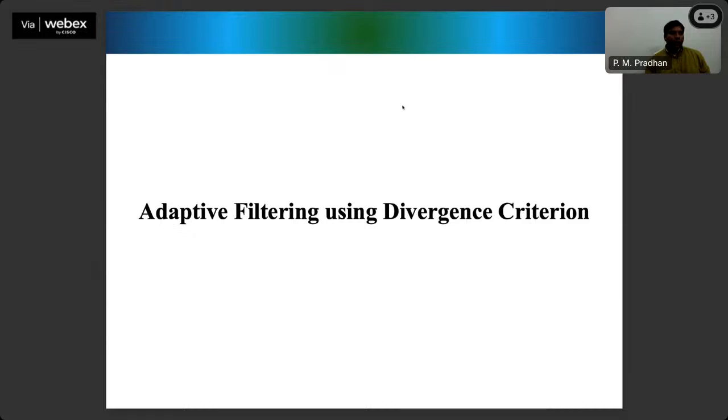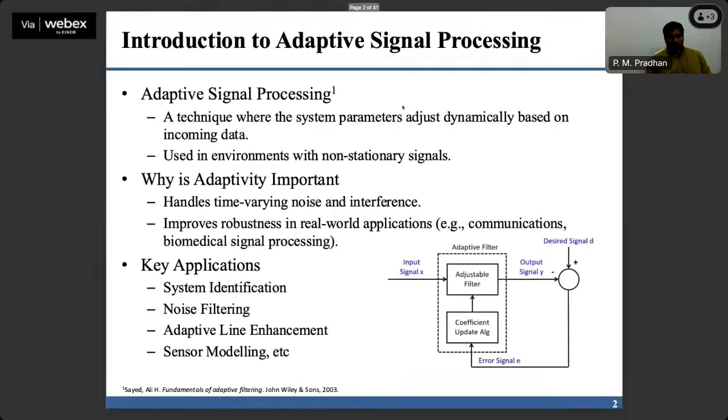Okay. So in today's talk, I'll be touching upon something called the divergence criterion and how that is helping us in convergence of the algorithm. The terms are opposite to each other. In one way, we are talking about divergence, and the other way we are talking about convergence of the algorithm. So we'll see how these terms are connected to each other: the divergence criterion and the convergence of the algorithm. Okay. So to start with, this is a basic overview of adaptive filtering, right?